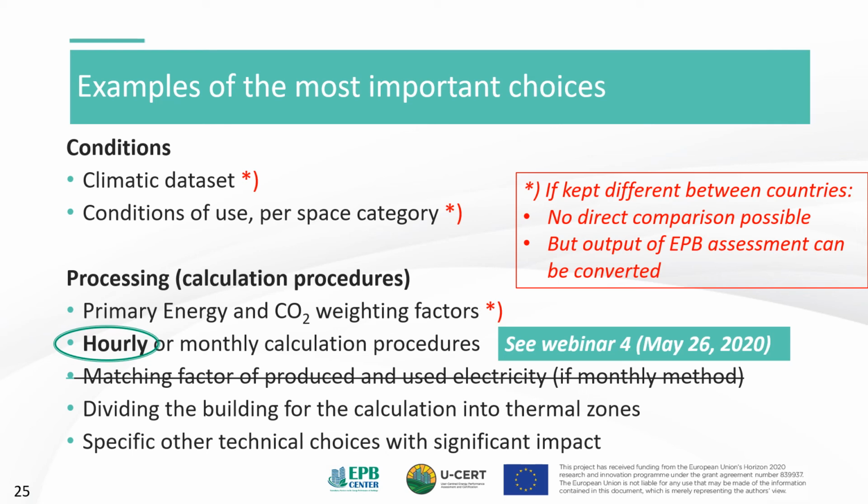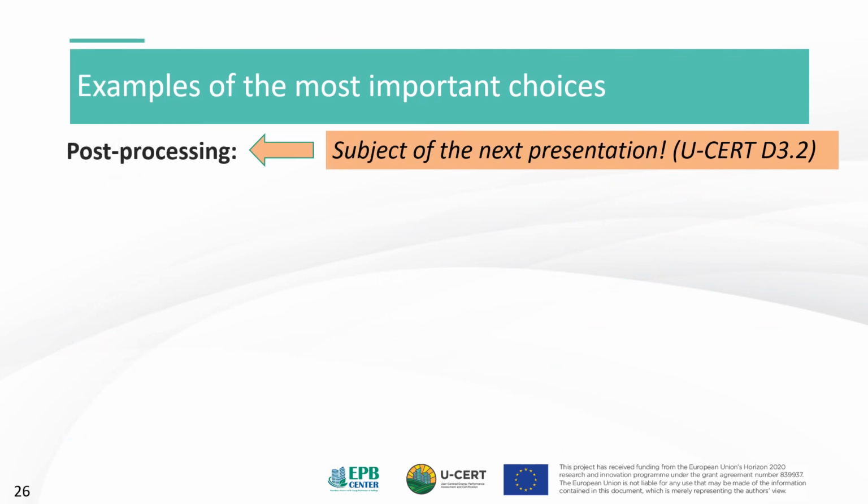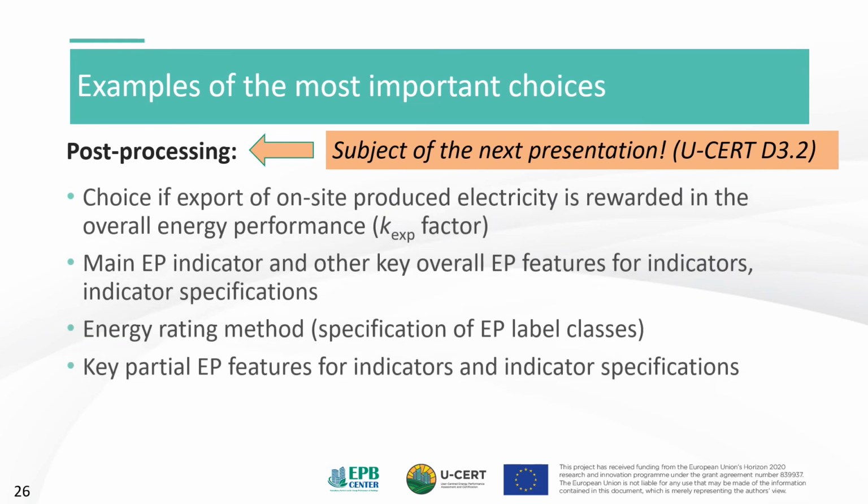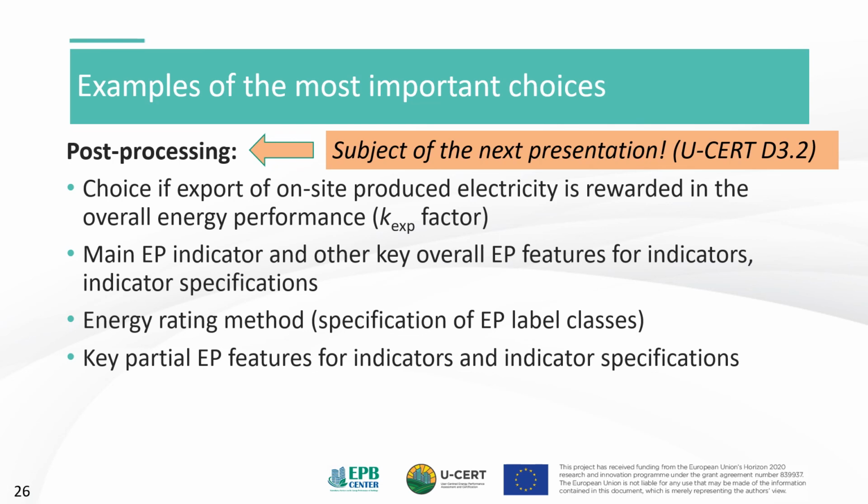And then you see here these asterisks, and these indicate choices that if these choices are different between the countries, there's no direct comparison possible, of course, but in these cases the output of the EPB assessment can be converted because these can be replaced by other choices, and then you can use these converted energy performance output for comparison with others. Like you could convert the price in US dollars into a price in euros to make things comparable. On post-processing, there are also some choices. These are subject of the next presentation, so I will not spend time on these.